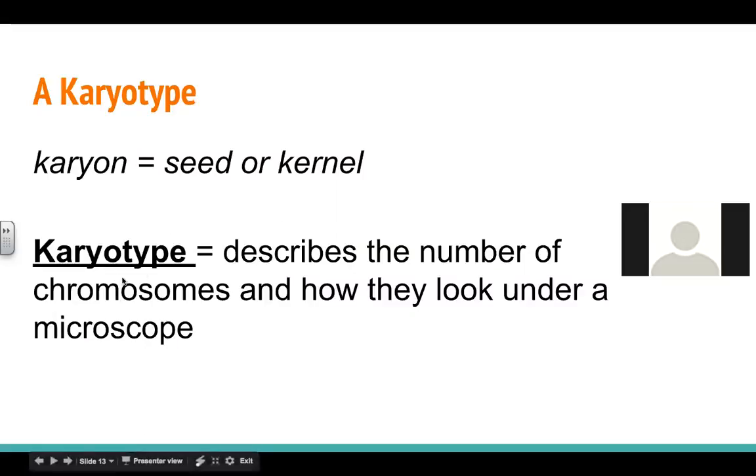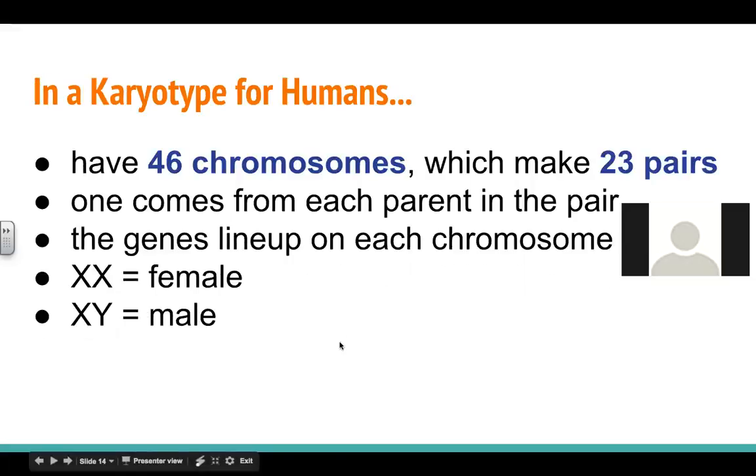So a karyotype describes the number of chromosomes and how they look under a microscope. So in a karyotype for humans, of which there are karyotypes for other organisms, right? For plants, for dogs, for whatever. We have 46 chromosomes, they make 23 pairs, right? Why do they make pairs? Because you get one chromosome from mom, one chromosome from dad.